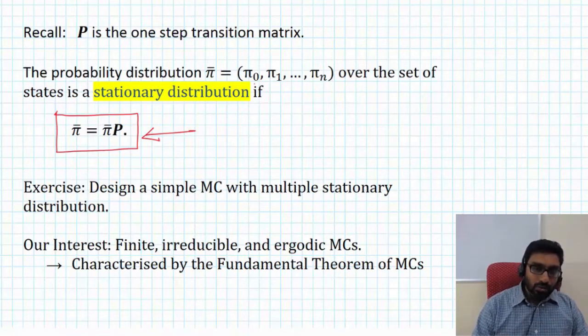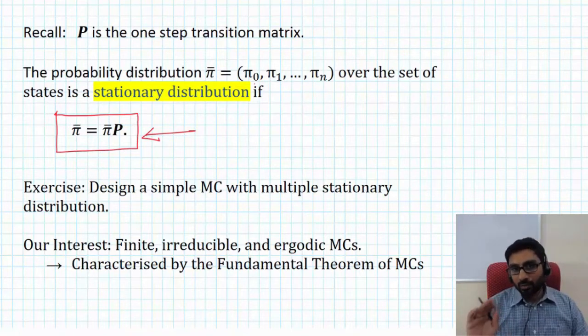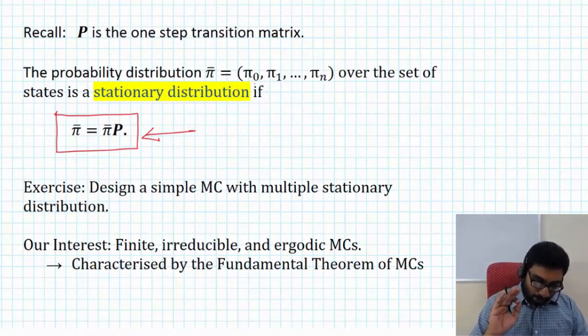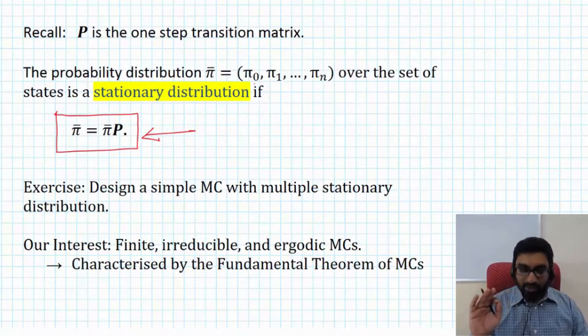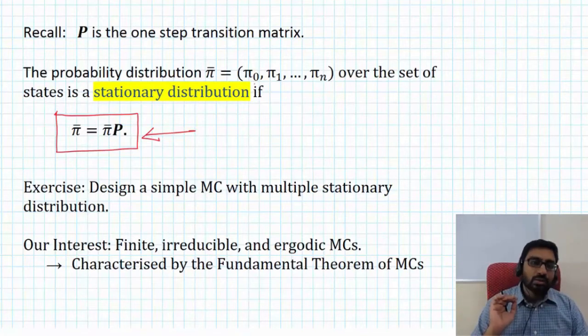Here's a point in time we should take a few moments to design a simple Markov chain with multiple stationary distributions. Even if it means that you need to pause for a few minutes, please do that. But think about it carefully and design a Markov chain with multiple stationary distributions. Eventually our interest is going to be finite, irreducible, and ergodic Markov chains, but don't worry about that. You just need to design a Markov chain that has multiple stationary distributions.